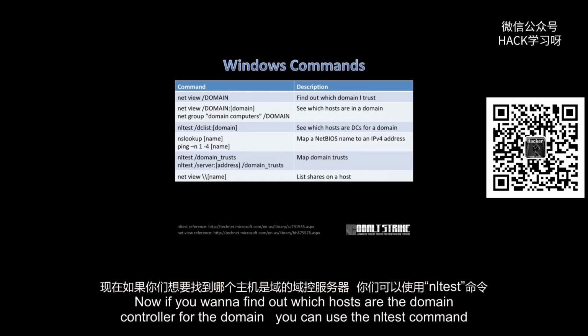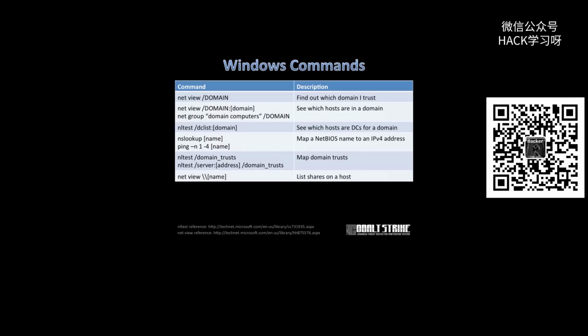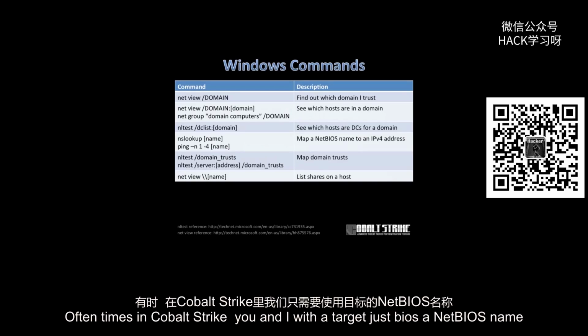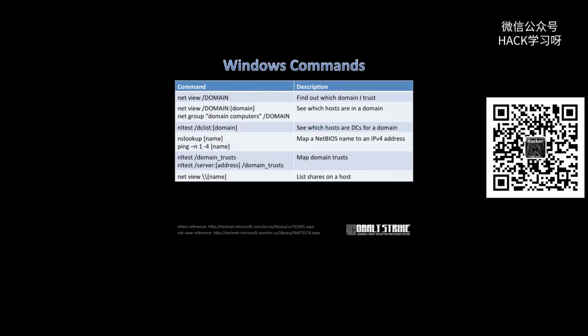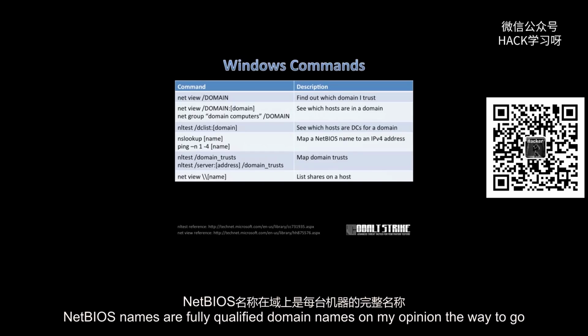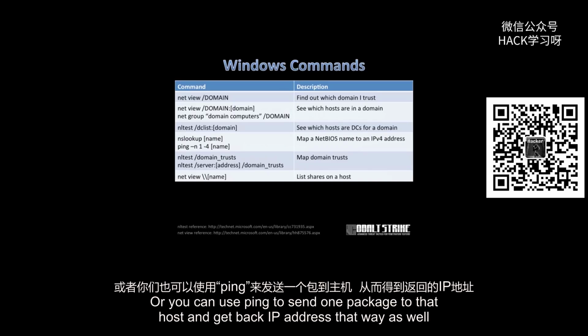Now, if you want to find out which hosts are the domain controllers for the domain, you can use the nltest command. Just do nltest /dclist: and the domain name. Oftentimes in Cobalt Strike, you will interact with a target just by its NetBIOS name. You don't really care if it's an IPv4 address. You don't really care if it's IPv6. NetBIOS names and fully qualified domain names are, in my opinion, the way to go. But if you want to translate a NetBIOS name to an IPv4 address, you can do it with nslookup, or you can use ping to send one packet to that host and get back the IP address that way as well.